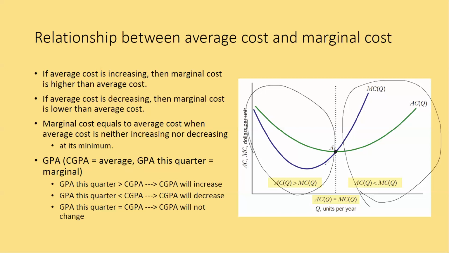And lastly, if your GPA this quarter happens to be the same as your cumulative GPA, then your cumulative GPA does not change. So when MC equals AC, we are looking at a point where the AC is not changing. So at this minimum point, the derivative of our AC curve is 0. AC is not changing at this specific point. And as I was saying, this is a relationship that is going to hold true because of mathematics. By the way we define average cost and marginal cost, this relationship will hold true.